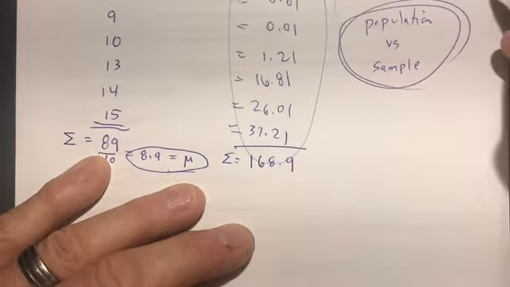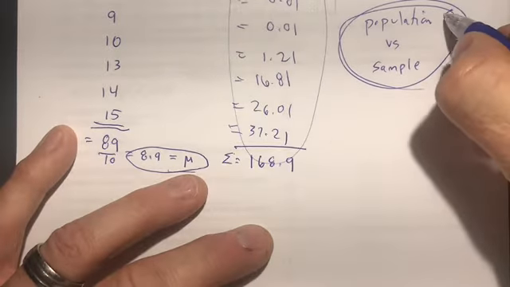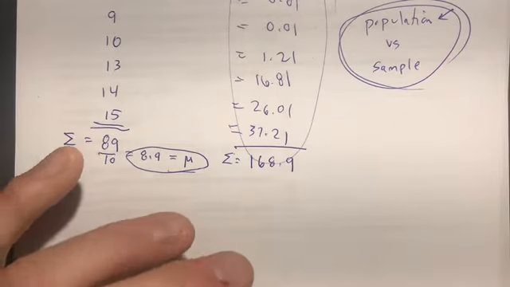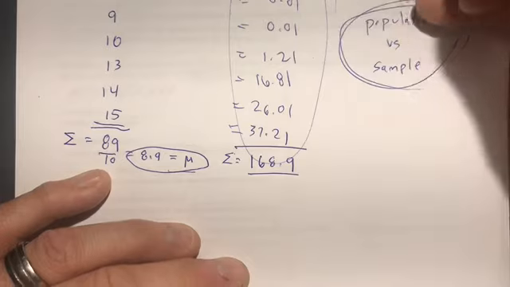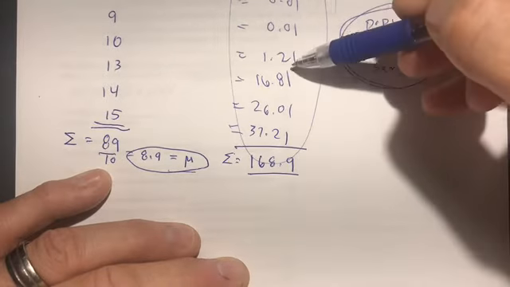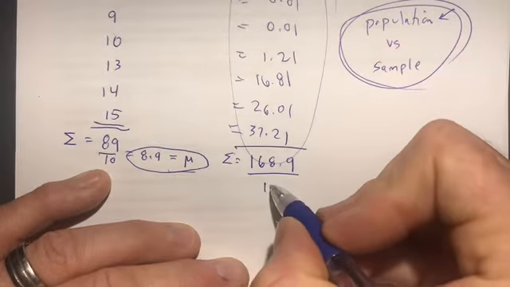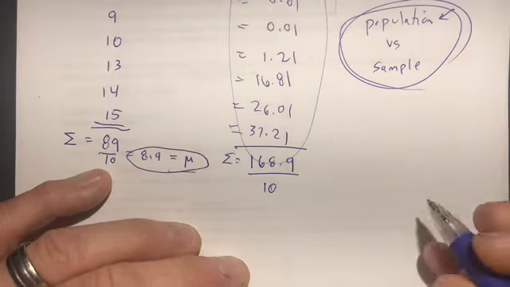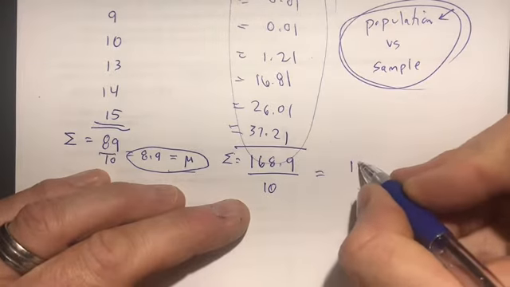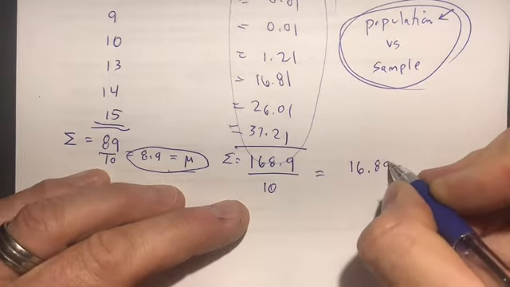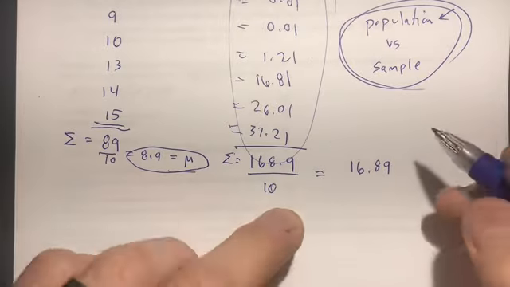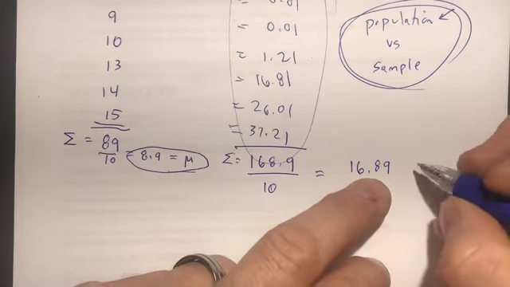Okay, you got to know which one you're doing. Well, this one we're doing a population, which means I'm going to divide this by 1, 2, 3, 4, 5, 6, 7, 8, 9, 10. I'm going to divide this by 10. When I do that, I get 16.89.